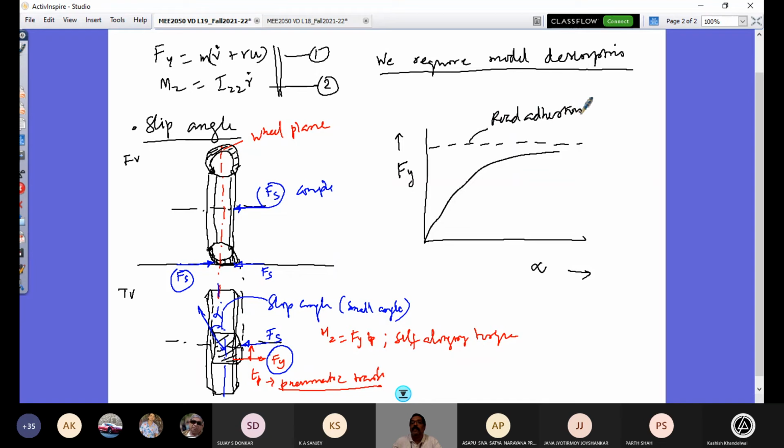Please mute your system. So road adhesion limiting value.